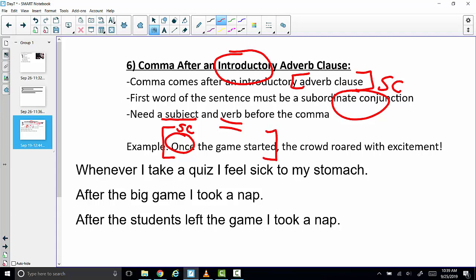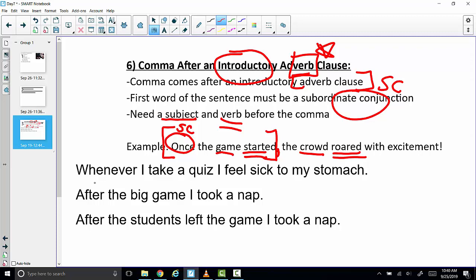Now we're going to look at the words inside of the brackets. The game started. Is there a verb? Yes, started. What started? Game. Okay, so you need to have a verb inside of an adverb clause right here. This is important. The crowd roared with excitement is what's left. What's the verb? Roared. The subject is crowd. Okay, so since it's starting the sentence, it's an introductory adverb clause. Put the comma at the end of the bracket. Okay, that didn't seem so bad.